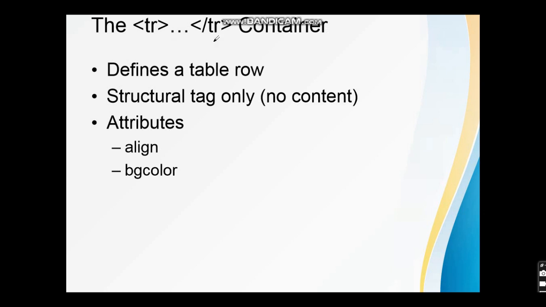Next, the TR container. It defines a table row. This TR element defines a table row. It is a structural tag only. It is not going to contain any content. The attributes are align, BG color. So basically this tag or element or container is used to define a table row.